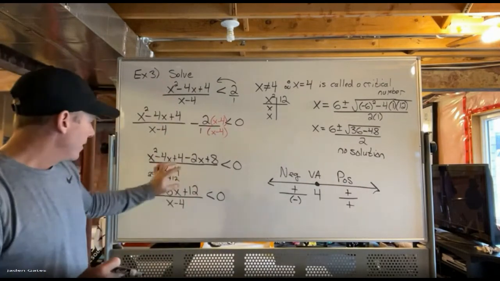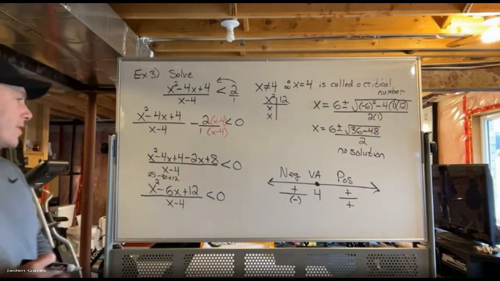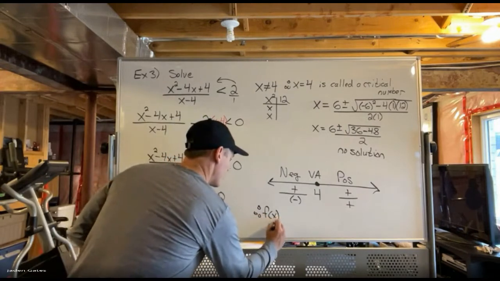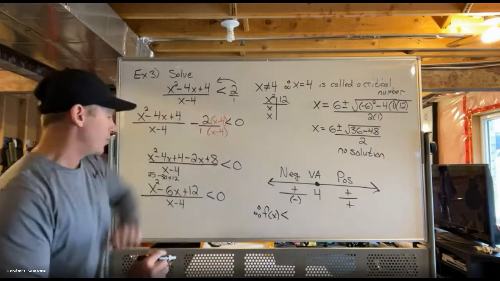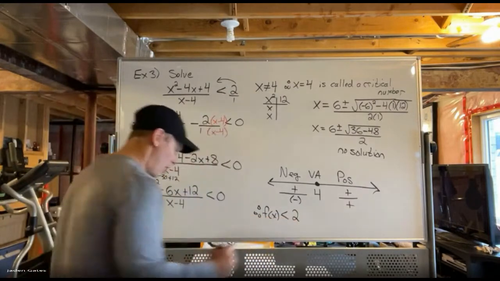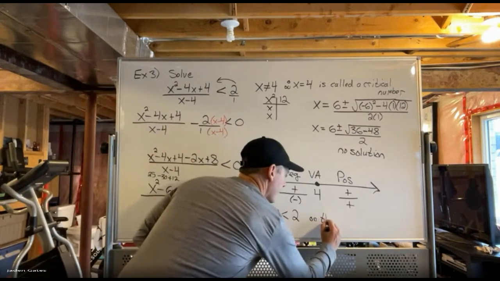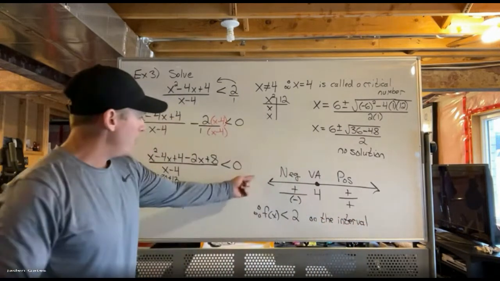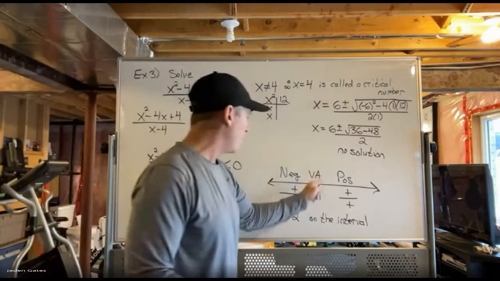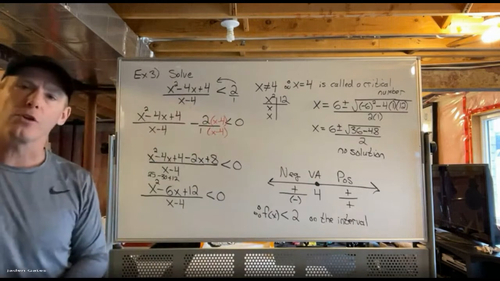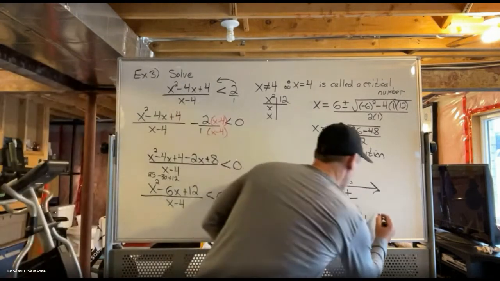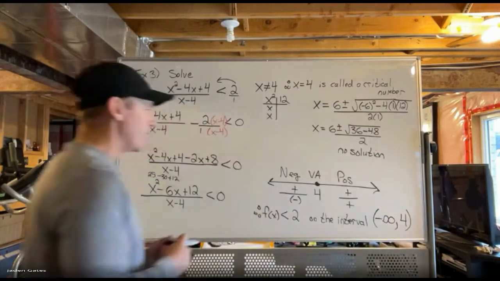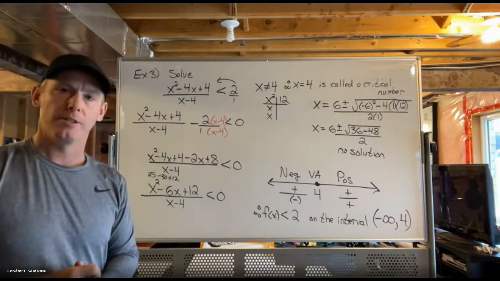I can finally write out what the solution is for my inequality. And so therefore, f of x, the function we're worried about, is less than 2 on the interval all the way from left of 4 all the way up to 4, but not including 4 because there's a vertical asymptote there. And so on the interval -infinity all the way to 4, not inclusive again because there's a vertical asymptote there.